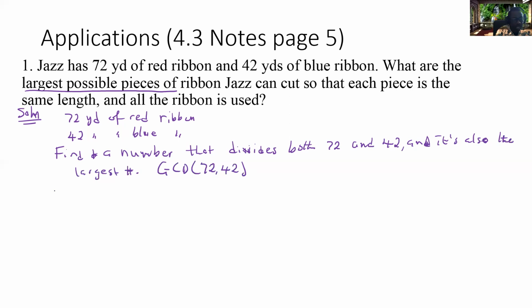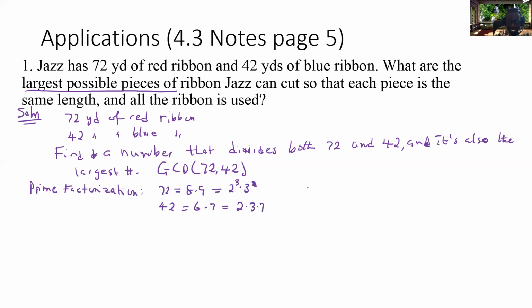Okay, so we're going to use the prime factorization method to find this. The prime factorization of 72: it is 8 times 9, but none of them is prime. So in terms of prime numbers, 8 is 2 to the third power, and 9 is 3 squared. So that is the prime factorization of 72. What about 42? 42 is 6 times 7. 6 is not prime, 7 is prime. So that would be 2 times 3 times 7.